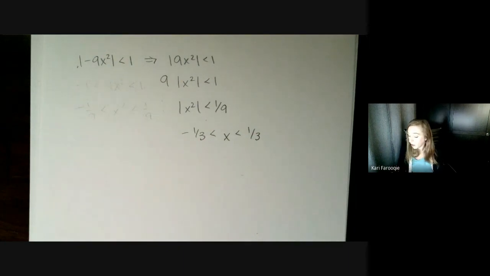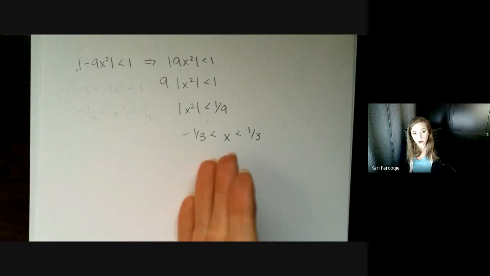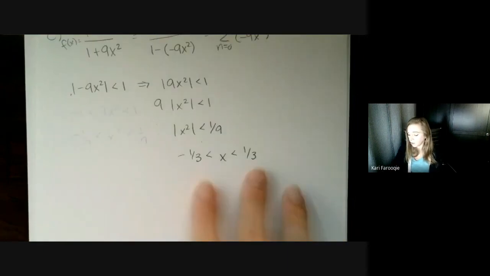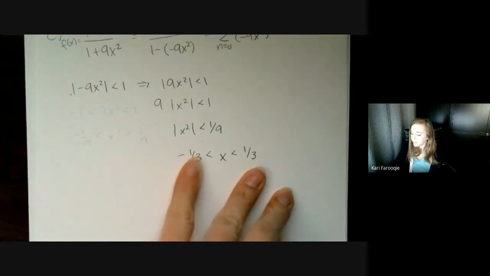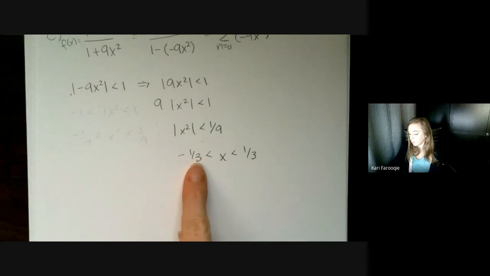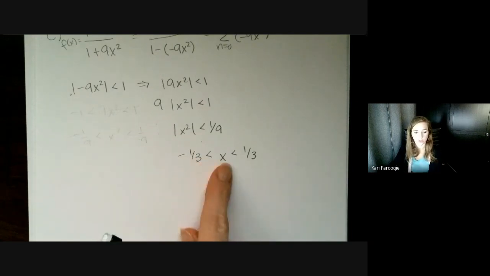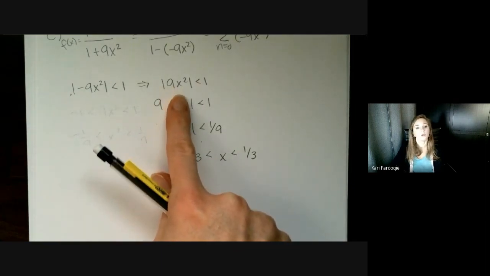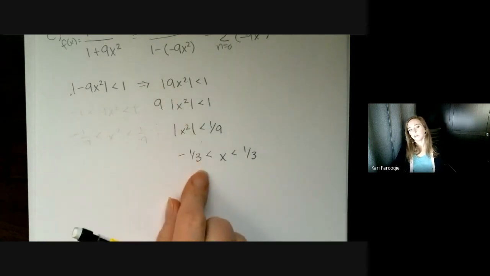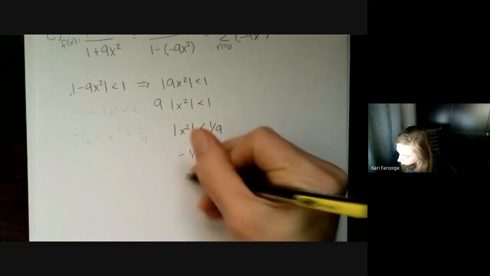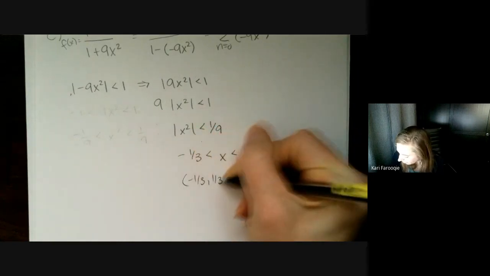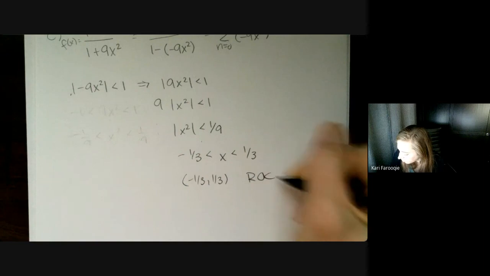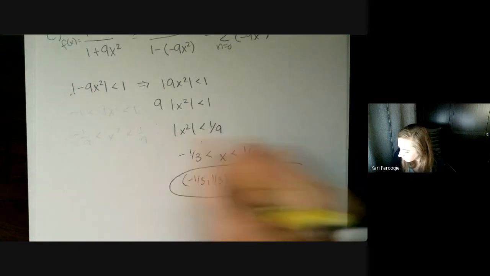Now, if this seems odd to you because of the square, you can always work it back and make sure that it does satisfy the inequality. So if you were to choose a value here that's between 0 and negative 1/3, verify that that still makes your absolute value inequality true, which it does. So anyway, this is the interval of convergence, and your radius of convergence would be 1/3.